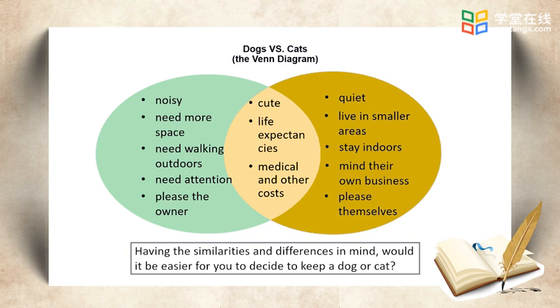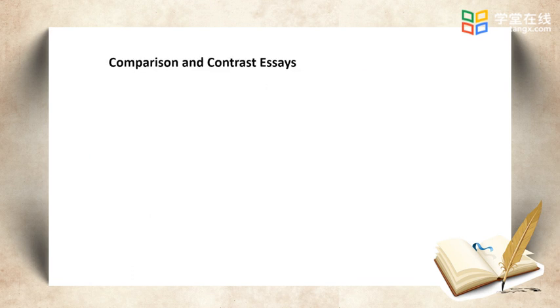Now, we have got some of the common similarities and differences between dogs and cats. Would it be easier for you to decide which animal to keep as a pet? It's surely helpful to me to make a quick decision now. Based on the differences, keeping a dog sounds like more responsibility and effort. For me, keeping a cat will be an easier choice in a busy life. So far, we have got clear understanding of similarities and differences.